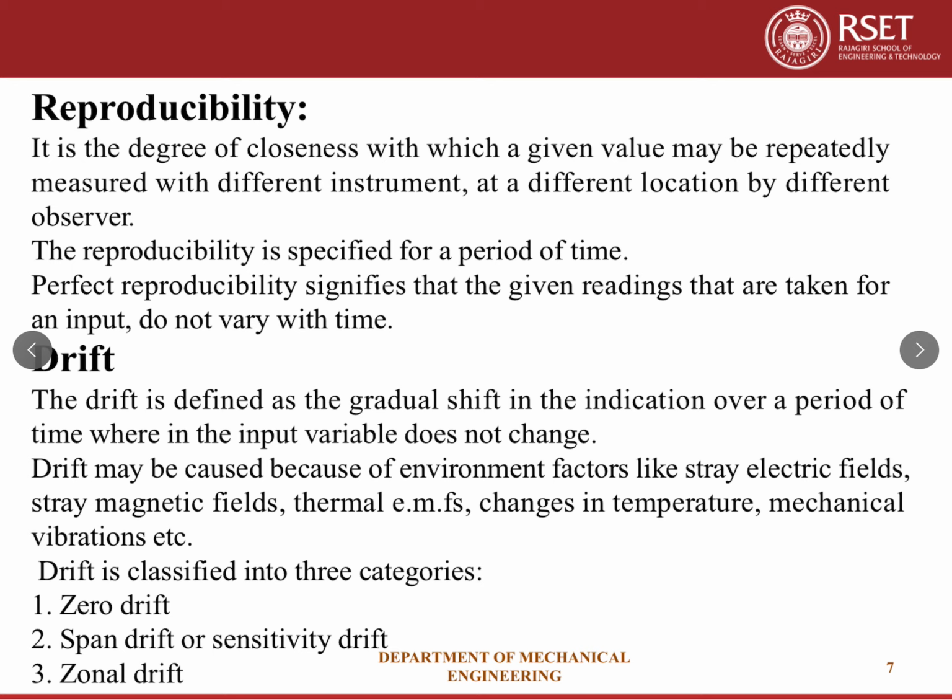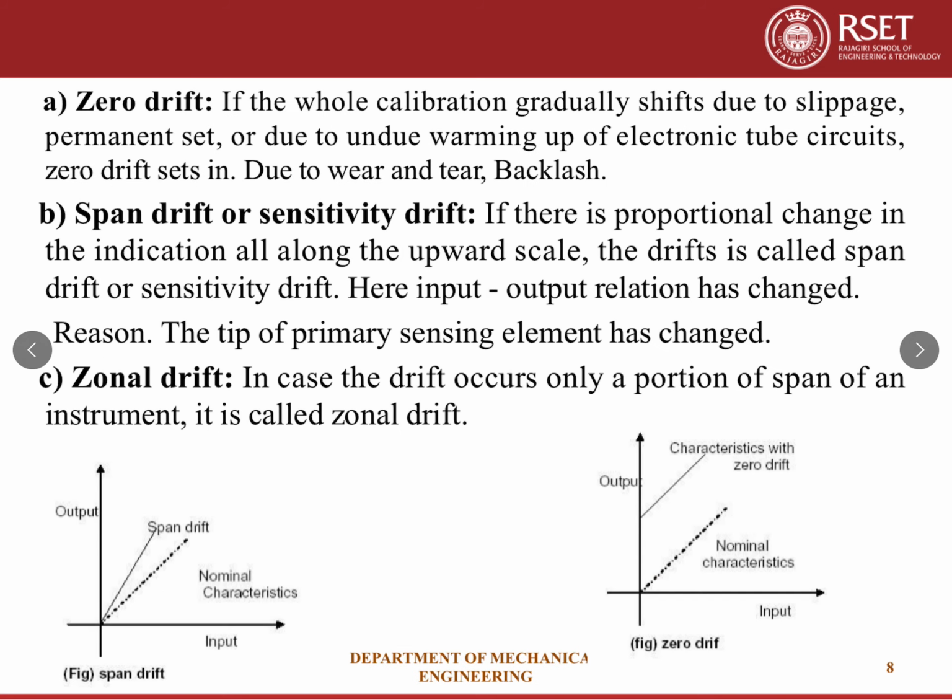It may be caused by different factors, like environmental factors such as stray electric field, stray magnetic field, thermal EMF, change in temperature, mechanical vibration, etc. These factors cause the drift. These are the different types of drift: zero drift, span drift or sensitivity drift, and zonal drift. We will study this in detail.